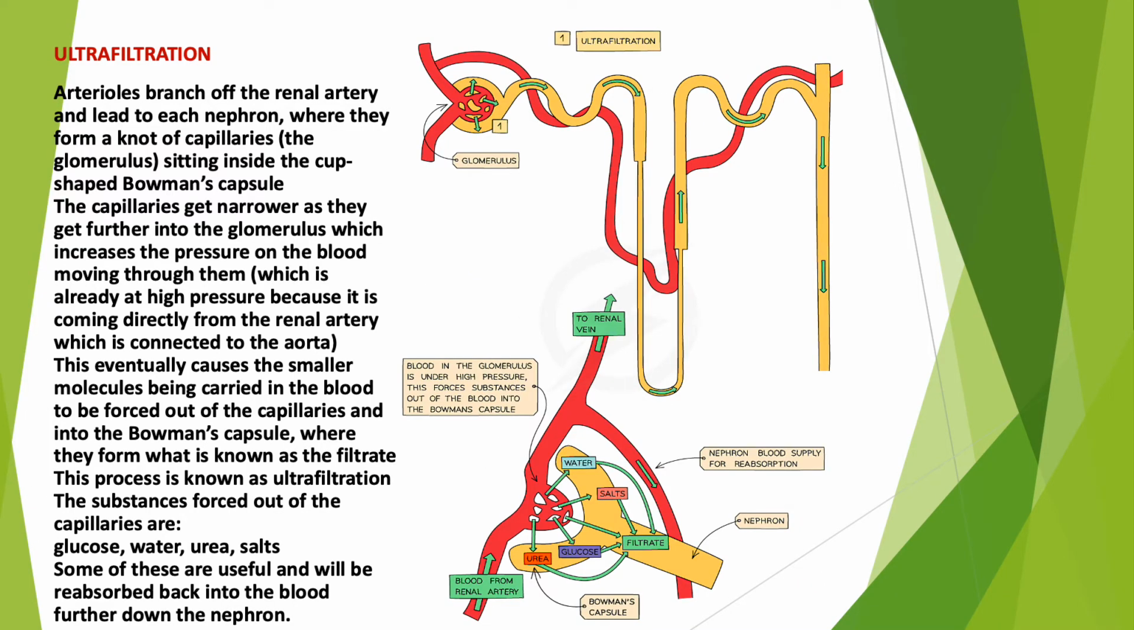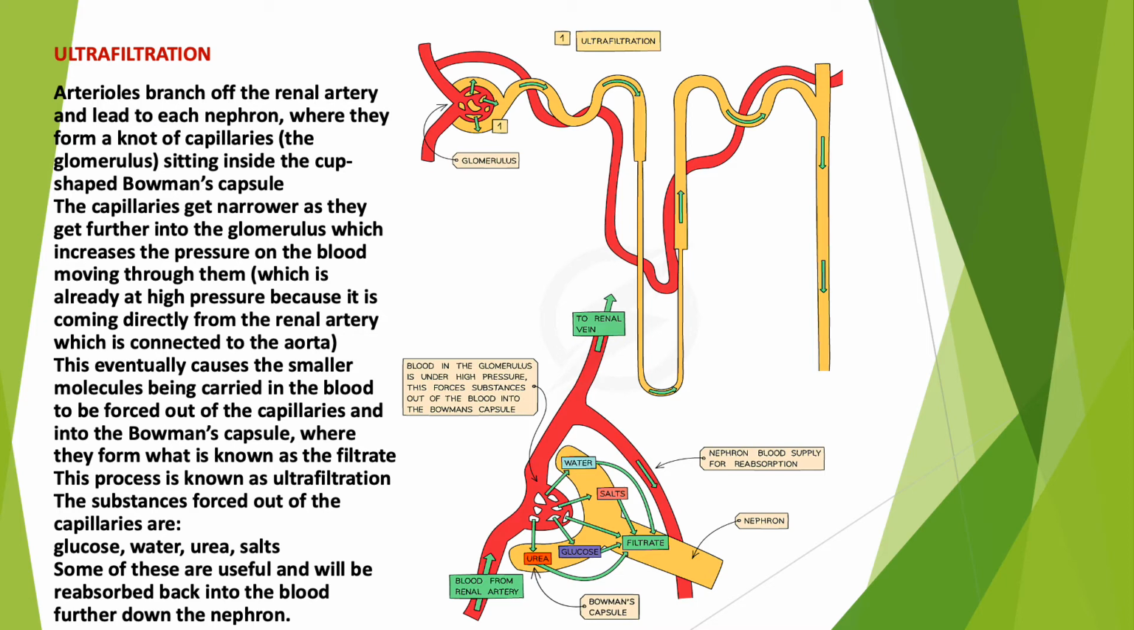Now let's discuss ultrafiltration. Arterioles branch off the renal artery and lead to each nephron, where they form a knot of capillaries sitting inside the cup-shaped Bowman's capsule, the glomerulus. The capillaries get narrower as they get further into the glomerulus, which increases the pressure on the blood moving through them.